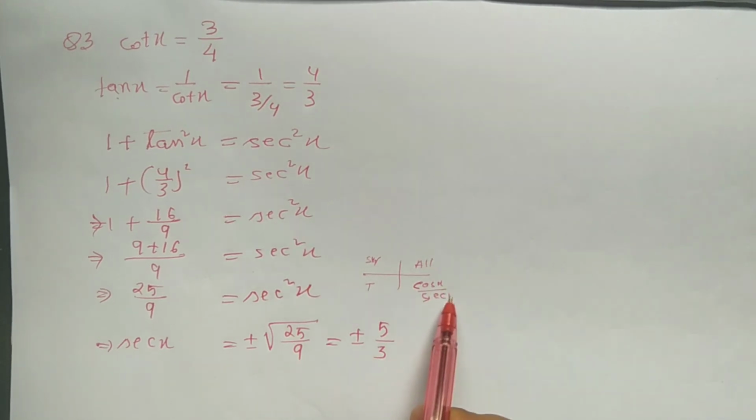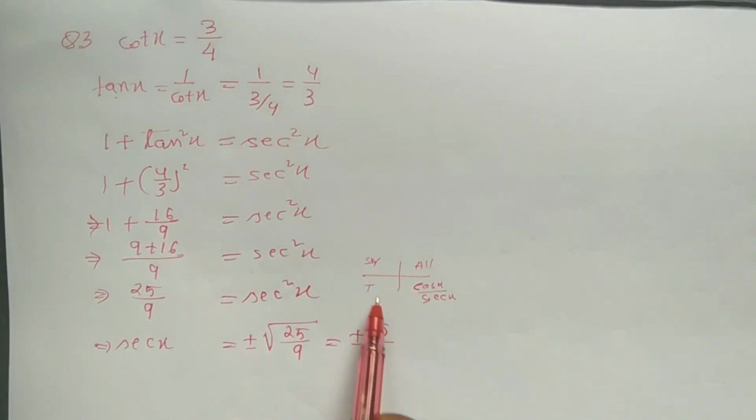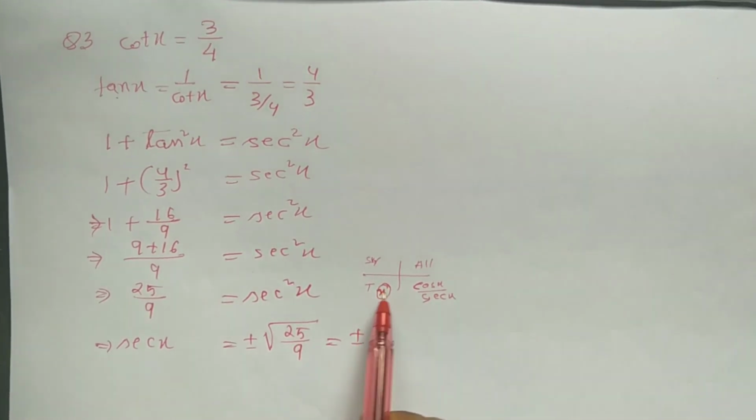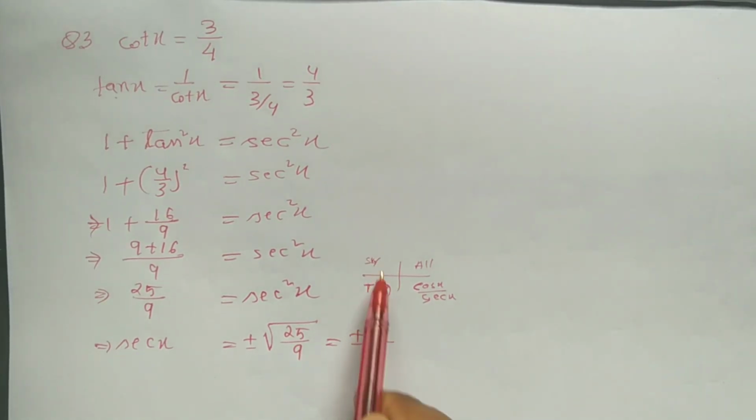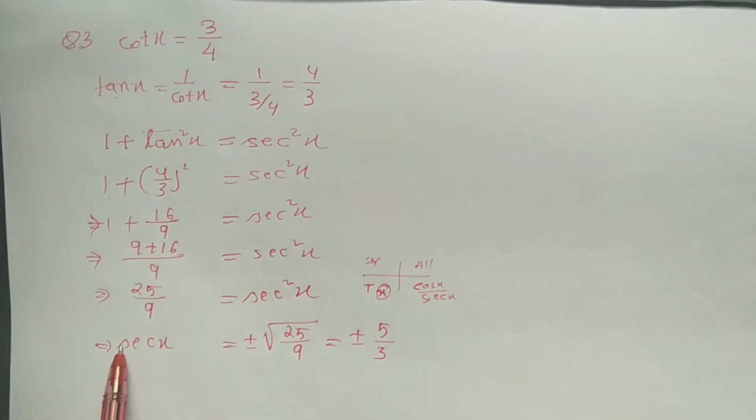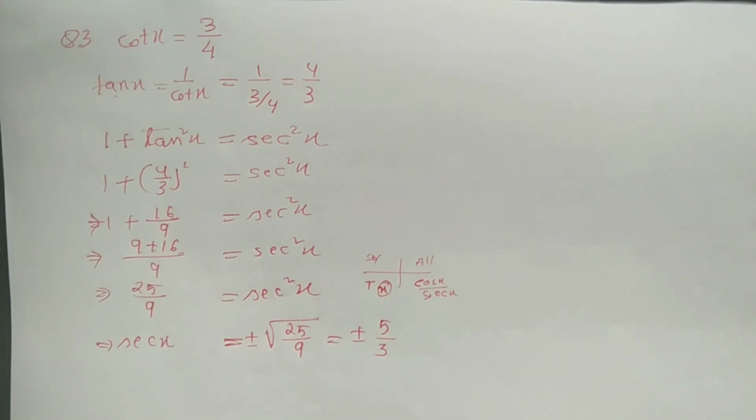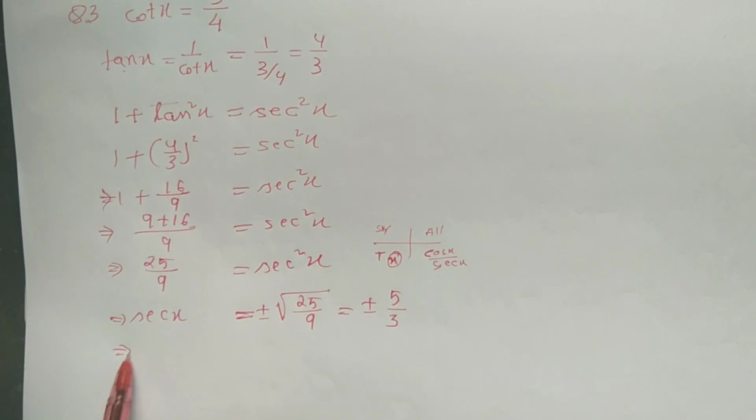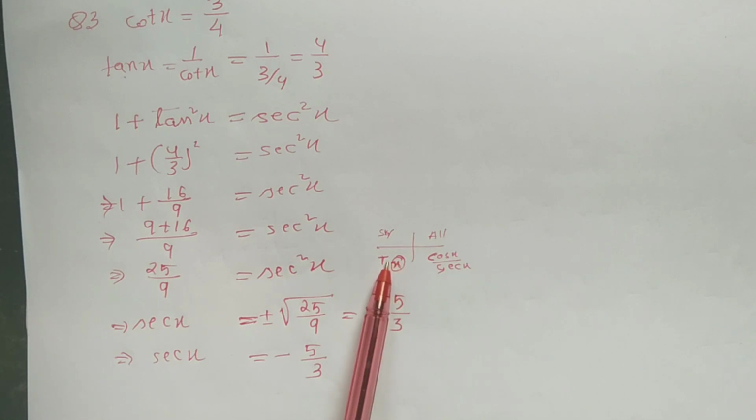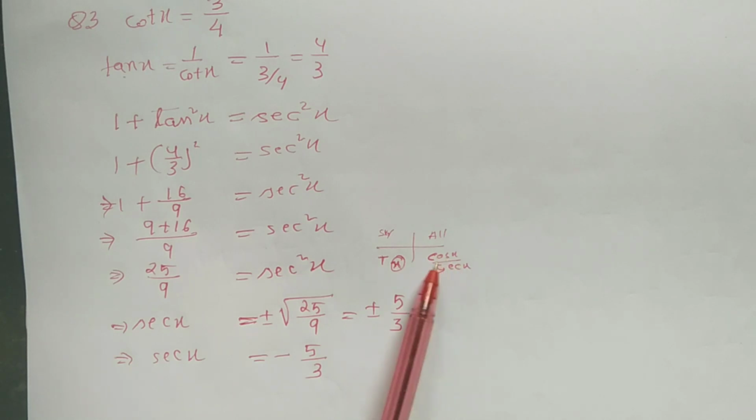x and sec x are positive in the fourth quadrant, but according to the question x lies in the third quadrant, which means here only tan and cot are positive but the rest of the trigonometric functions are negative. So that is why we have to take the negative one, right? Understood my point? So here sec x equals minus 5 by 3, because x lies in the third quadrant and in the third quadrant only tan and cot are positive but the rest of the trigonometric functions are negative. That is why for sec x we have to take the negative one.